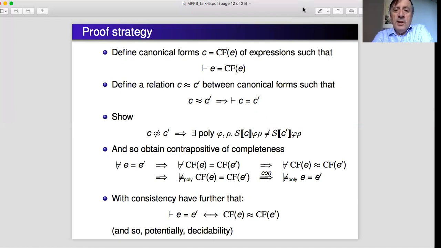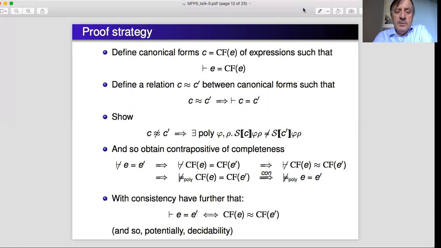Well, we don't quite go to normal forms, almost normal forms. We define things called canonical forms and show that every expression is provably equal to its canonical form. We define an equivalence relation between canonical forms, such that any equivalent canonical forms are provably equal. And then the crucial thing is to show this polynomial separation theorem: that if two canonical forms are not equivalent, then they can be separated by a polynomial environment. And that gives you completeness, because you go through a contrapositive argument.